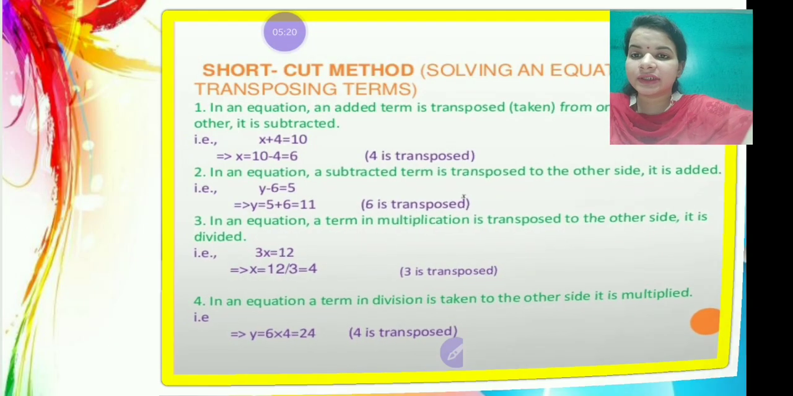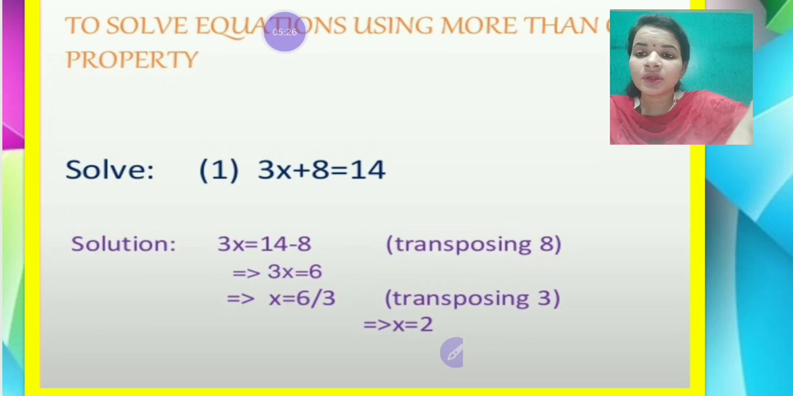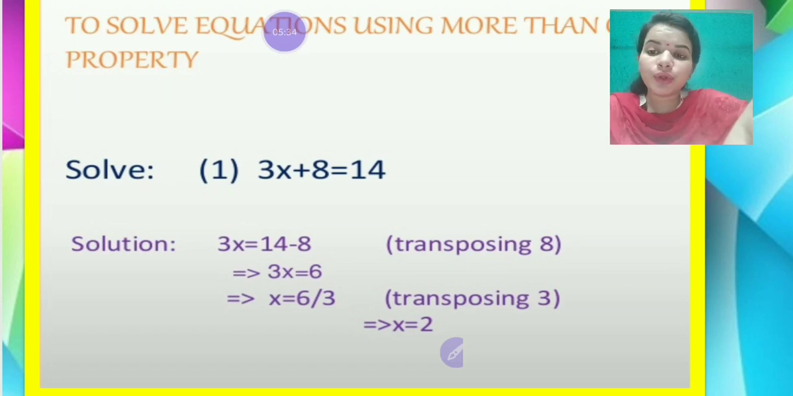Now moving further, let us take a few examples so that it's clear to you. Here you have the equation given as 3x + 8 = 40. What you have to do is find the value of x. Whatever term has x with it, you will keep on the left hand side. Rest all the things will go on the right hand side.